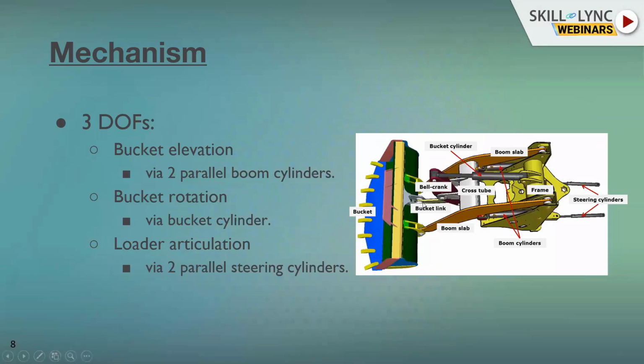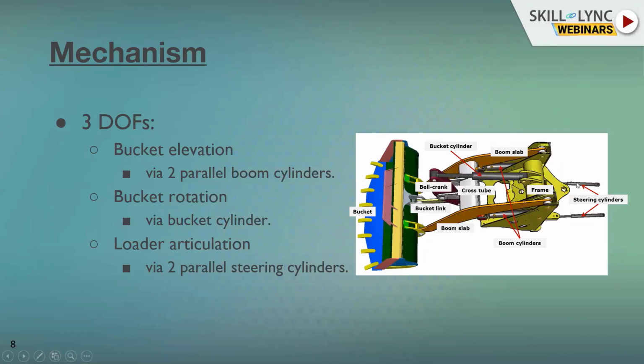So bucket elevation, where this bucket is essentially going to move up and down, is maneuvered by these 2 parallel boom cylinders. Then you have bucket rotation. So the bucket can rotate about this particular pivot point, the joint between the boom slab and the bucket, and that is called bucket rotation, and that gets executed through a bucket cylinder.